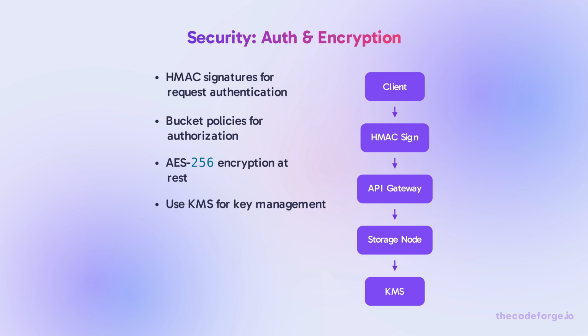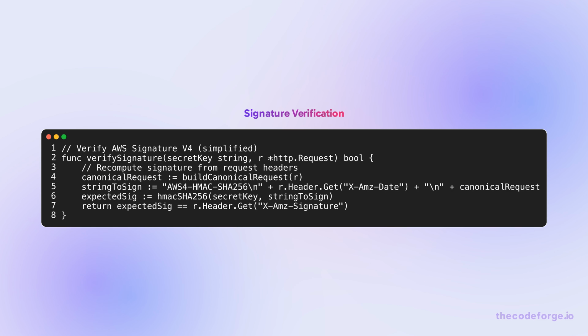Object storage is often exposed via HTTP APIs. Authenticate requests using HMAC signatures like Amazon Web Services Signature v4. Authorize via bucket policies. Encrypt data at rest with AES-256 and manage keys with a key management service. This simplified function verifies an Amazon Web Services signature v4.